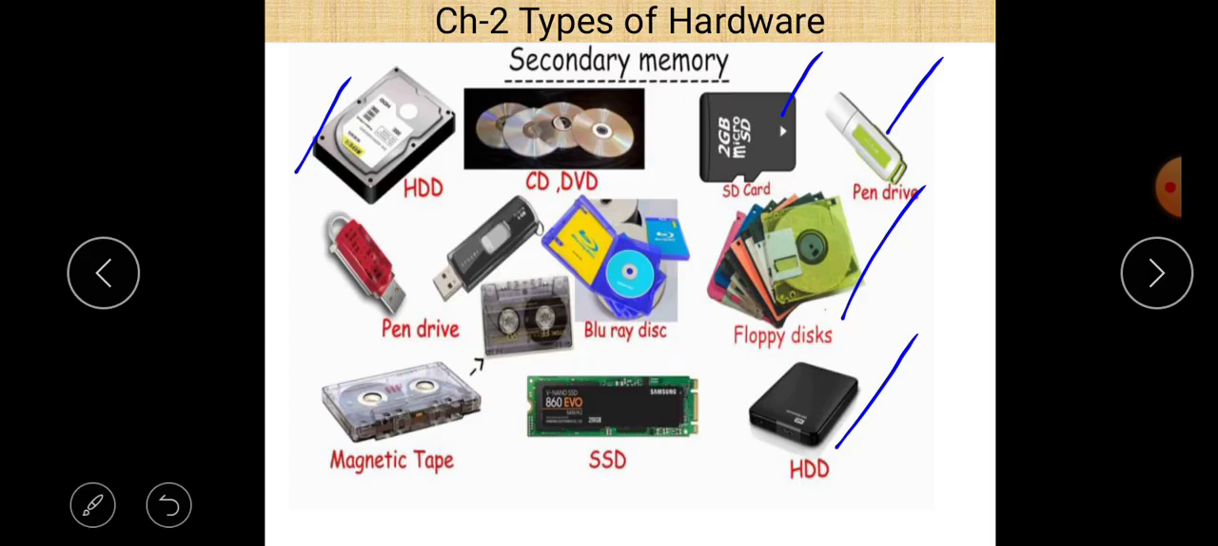Then the floppy disk, which is outdated and not used nowadays because of its limited capability. It can store data up to 1.4 MB only. And the Blu-ray disc is similar to CDs, but it can store much more data than CDs and DVDs. These are the pen drive, magnetic tapes, and SSD. So these are the types of secondary storage.